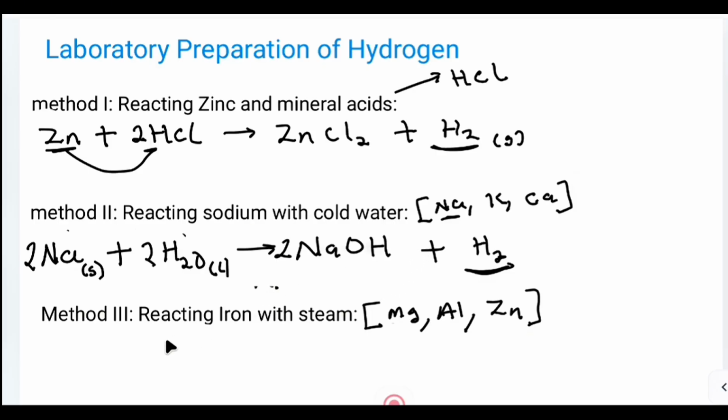So, if I have iron here and I react it with H2O, so this steam, this is a gas, I'm going to create an oxide of iron, Fe2O3.